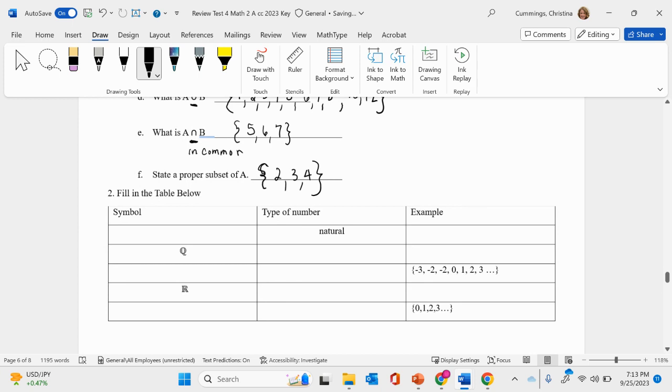This next table here is reviewing what the different symbols and types of numbers are. So we start with the natural numbers. Natural numbers are the counting numbers 1, 2, 3, 4, dot, dot, dot. It is infinite. Okay.